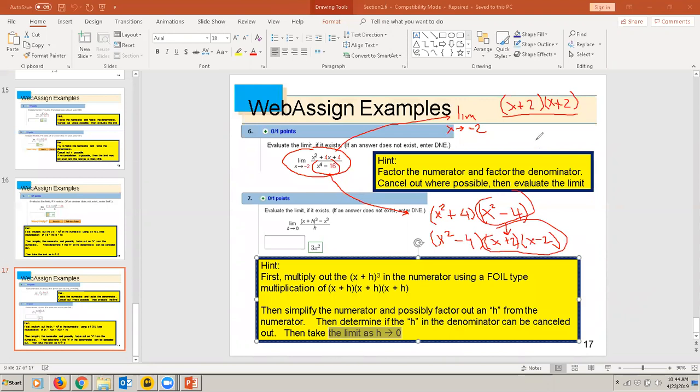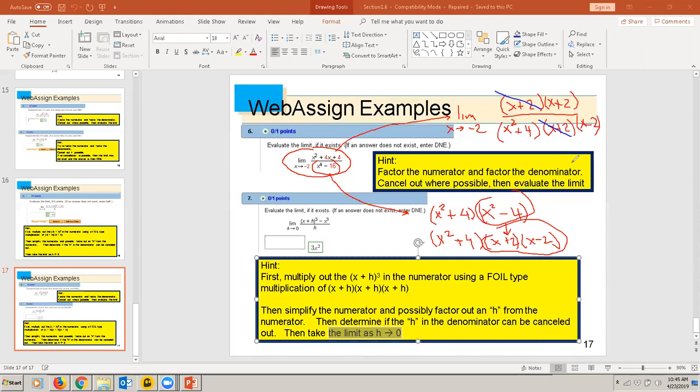All right, now let me go ahead and write out what I have left. I have x squared plus 4, and then I have an x plus 2 and an x minus 2. And I'm noticing there's an x plus 2 that I can cancel out, top and bottom. So let me do that. I'm going to cancel out one of these x plus 2's. Now let me see if I can go ahead and use direct substitution.